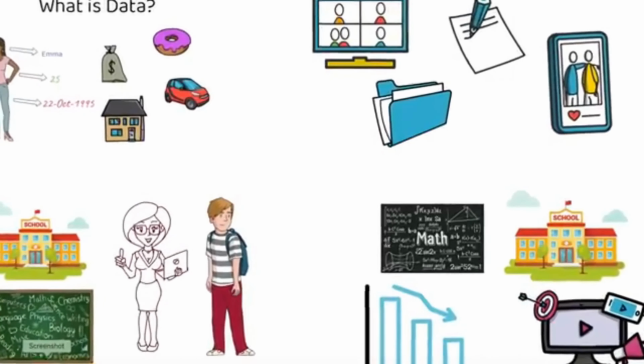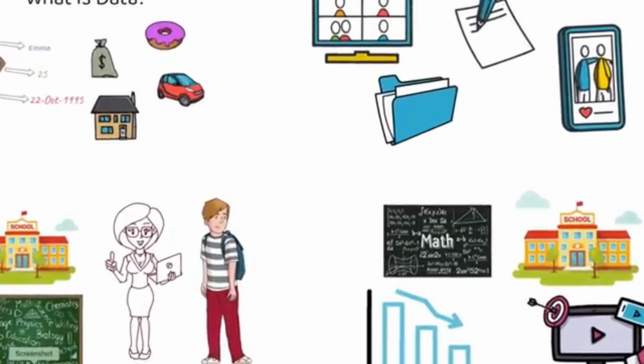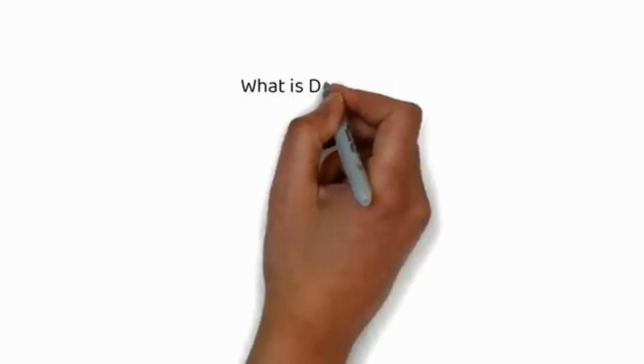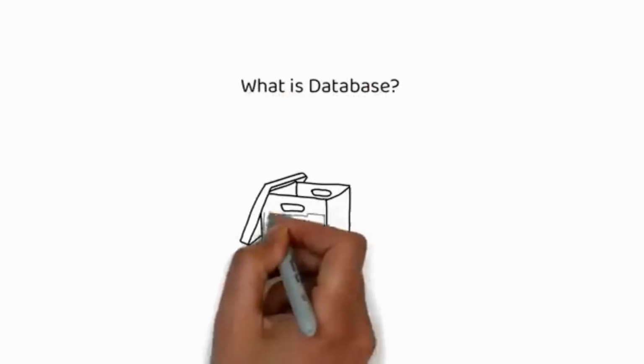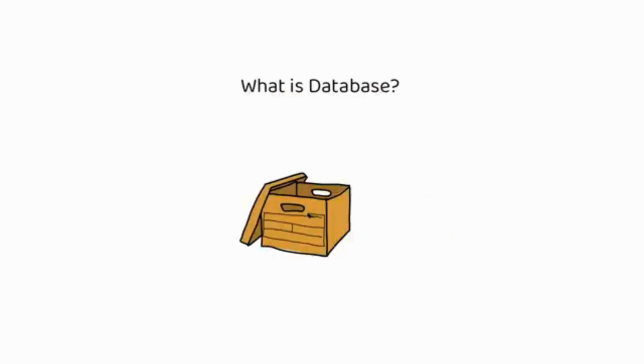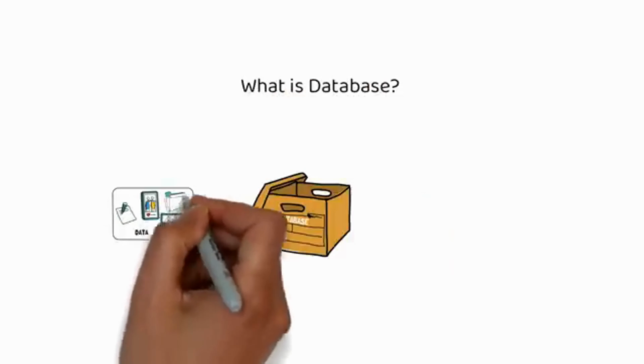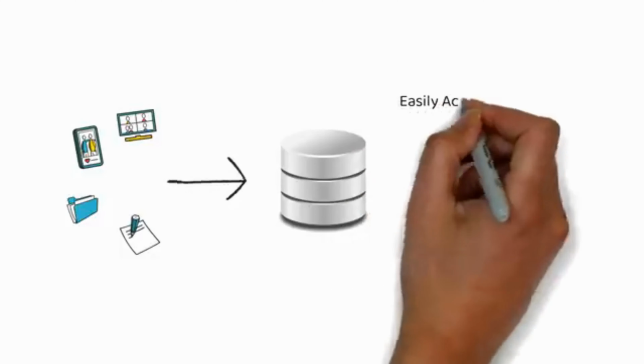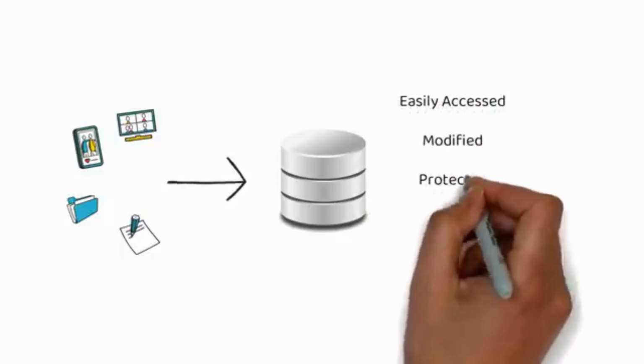Now that you know what data is, it's time to understand where we store it and the purpose of storing it. What is database? Database can be considered as a container filled with data or information which is electronically stored in a computer system. Data in any form can be stored into the database. The purpose of storing the data into the database is so it can be easily accessed, modified, protected, and analyzed.